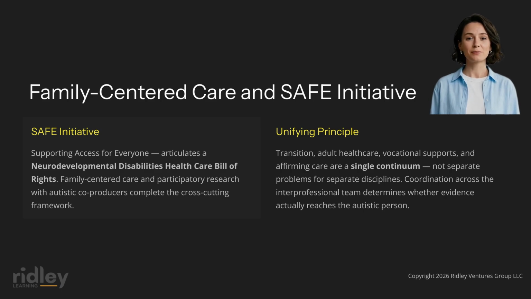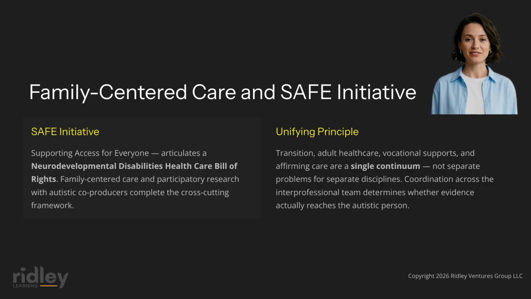Family-centered care, participatory research with autistic co-producers, and consensus structures such as the 2024 SAFE initiative, which stands for Supporting Access for Everyone, complete the cross-cutting framework. The SAFE initiative articulated a Neurodevelopmental Disabilities Healthcare Bill of Rights and evidence-informed principles that now orient contemporary autism care across physical therapy, occupational therapy, and nursing scope.